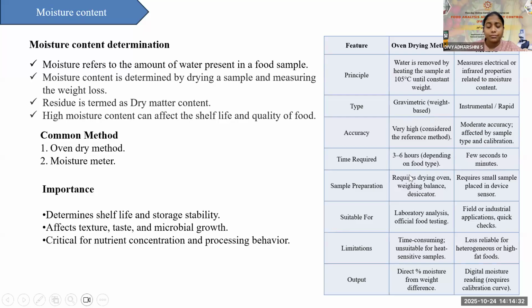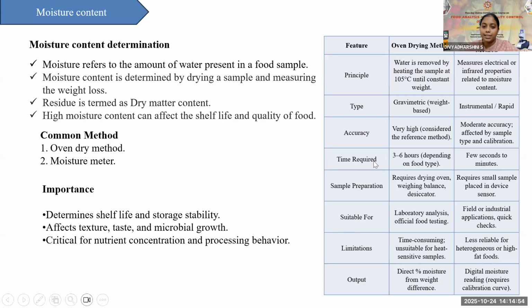Then time required. The oven method will take 3 to 6 hours depending upon the food type, and the moisture meter will take a few seconds to a few minutes. For example, if it is a high moisture food, it will take 6 hours. If it is low moisture, for example dry leaves, it will take 2 to 3 hours.